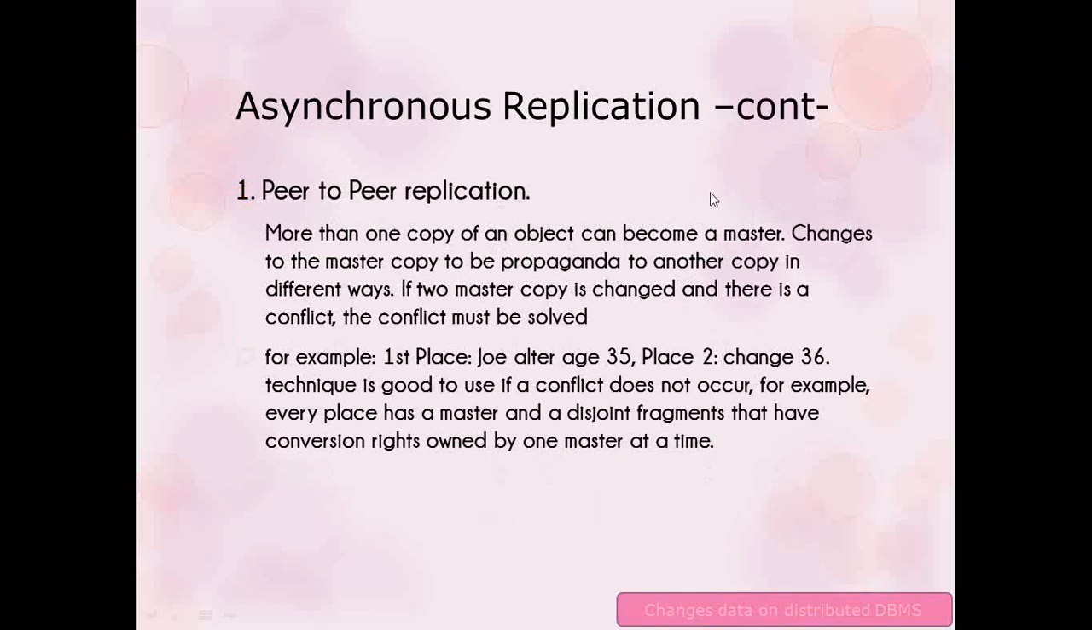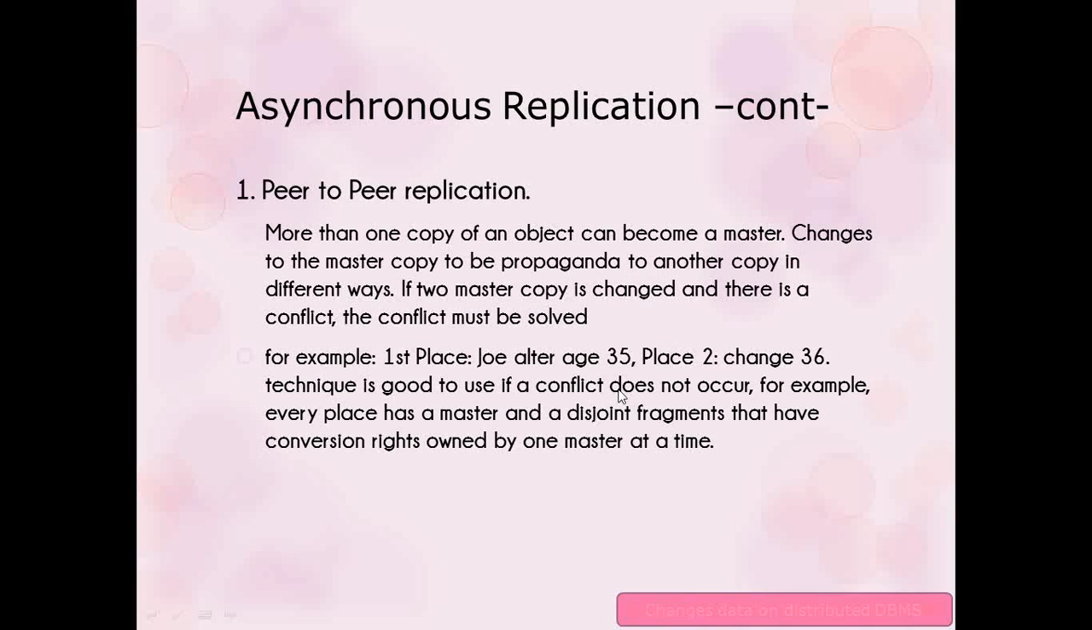Peer-to-peer replication. So more than one copy of an object can become a master. Changes to the master copy are propagated to other copies in different ways. If two master copies are changed and there is a conflict, the conflict must be solved. For example, at place 1, Joe's age is altered to 35, and at place 2, changed to 36. This technique is good to use if a conflict does not occur.